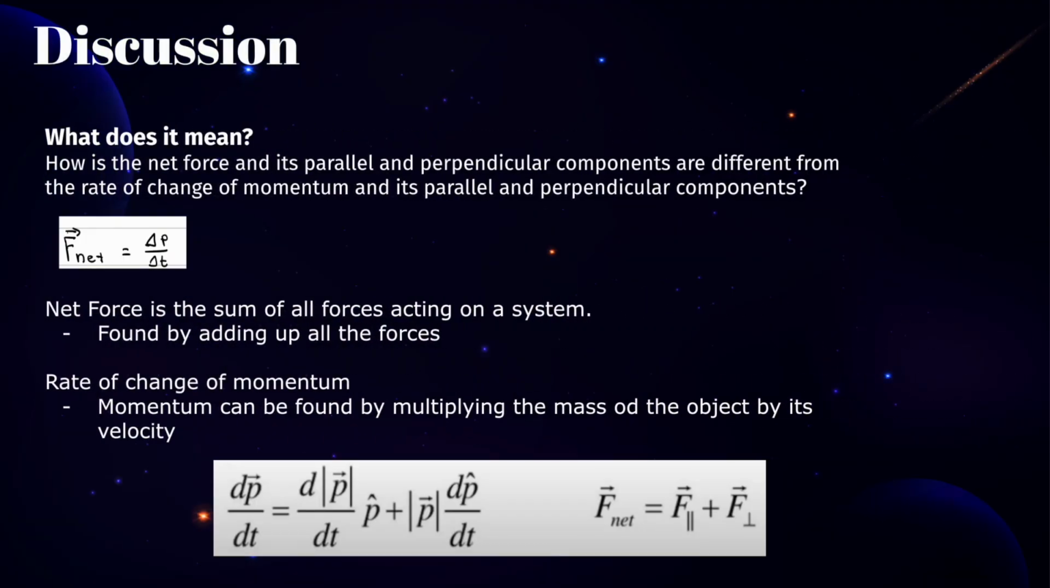So as for our discussion questions, what does it mean? How are the net force and its perpendicular and parallel components different from the rate of change of momentum and its parallel and perpendicular components? As we can see, they're mathematically the same, but the net force is the sum of all forces on a system, so you can find that by adding up all the forces. And our rate of change you can find by multiplying the mass of an object by the velocity, which can then give you your different components. So there are just different ways to get to the same answer.